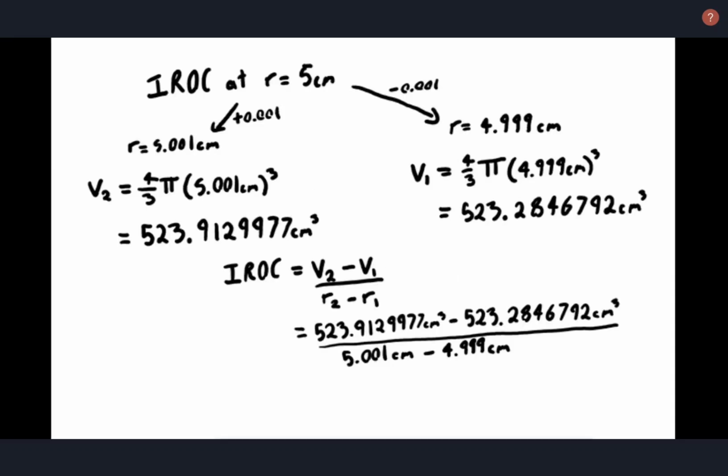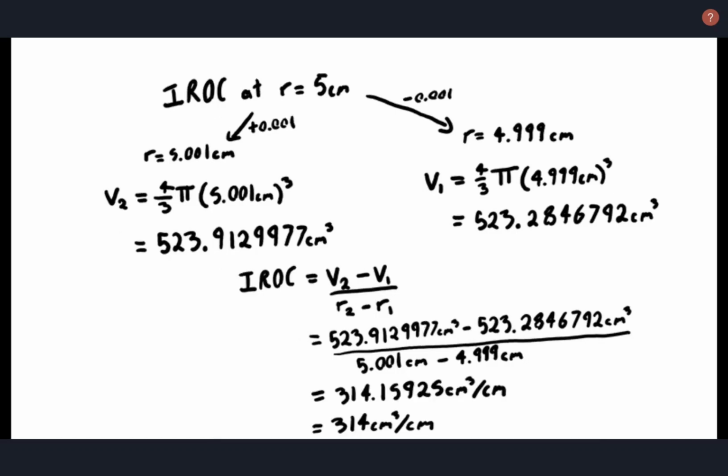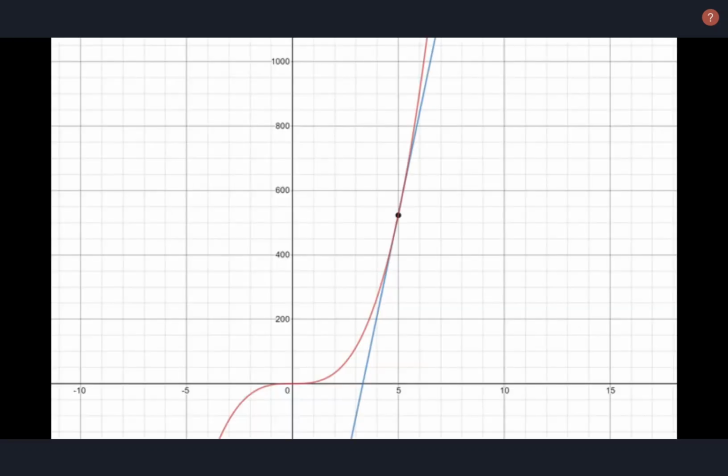Using the values of volume and their related radii, we plug in the values into the equation and solve for IROC. By solving for IROC algebraically, we get the rate of change to be approximately 314 centimeters cubed per centimeter, but we are not done yet. Since the question is asking for you to solve for IROC two different ways, we must now solve for IROC graphically. As previously discussed, to solve for IROC, we must draw a tangent line at r equals 5 centimeters that intersects the function exclusively at r equals 5 centimeters.